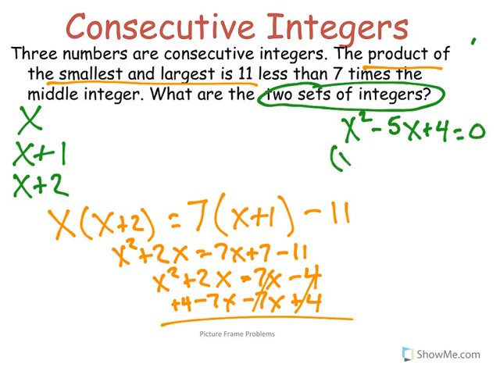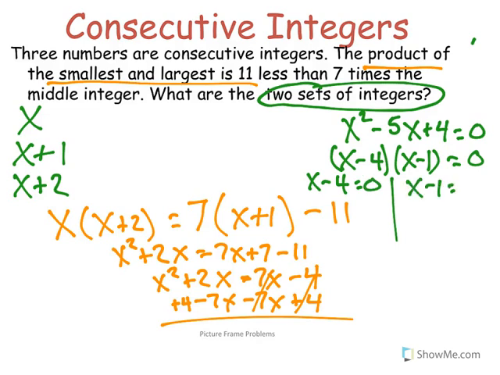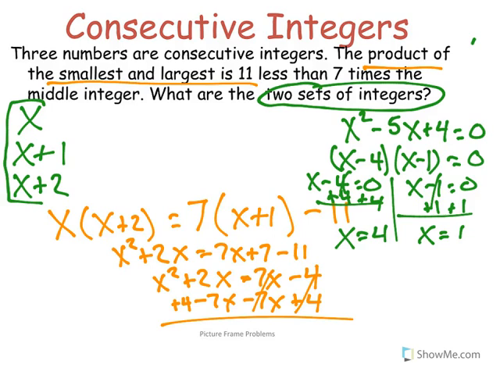We should be able to factor that pretty easily. X minus 4 times x minus 1. So now I get x minus 4 equals 0. I get x minus 1 equals 0. So one of my solutions is 1, and one of my solutions is 4. So again, guys, as I said, we're going to have quite a bit of work to do here because I have to do this, but I also have to do it again for my second solution set.